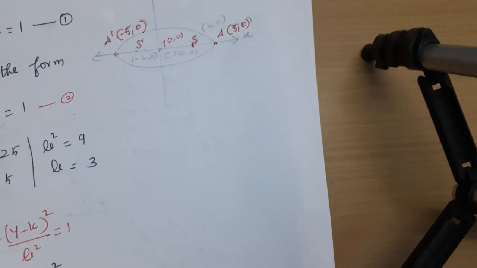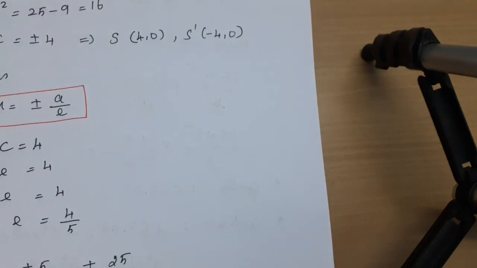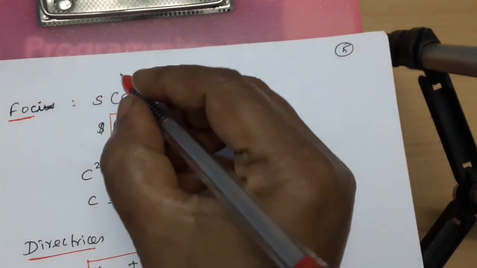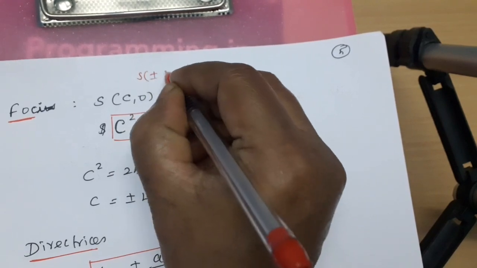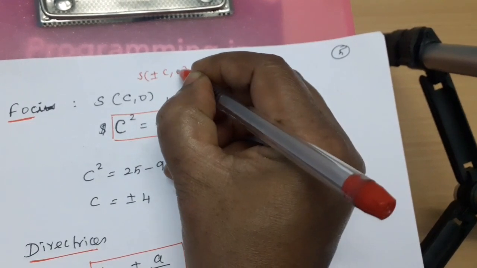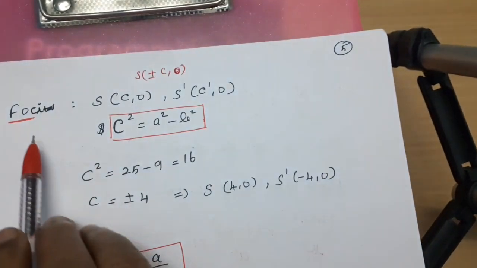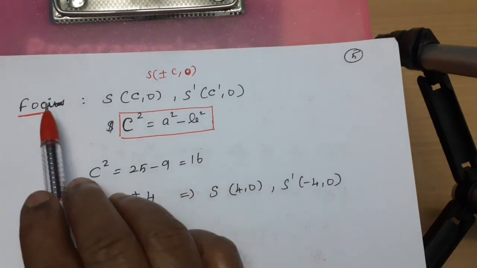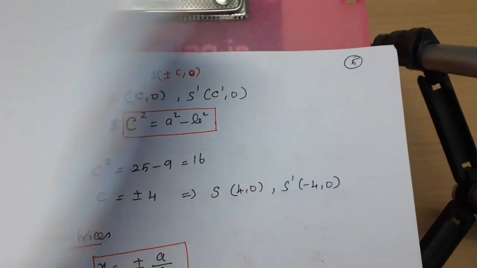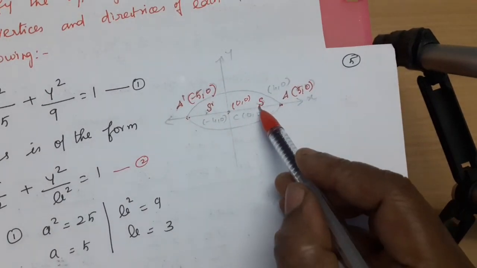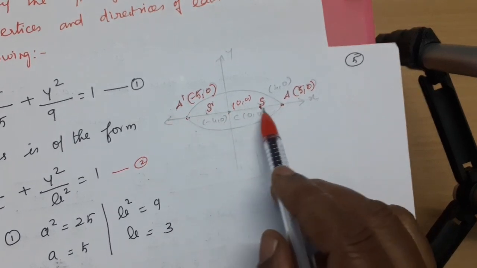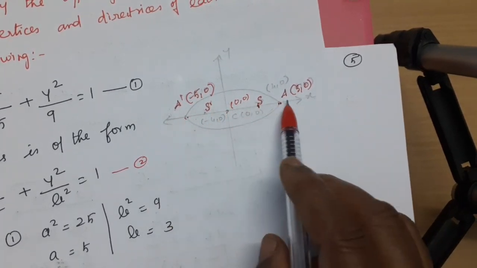Vertices are plus or minus a comma 0. Similarly, focus is S of plus or minus c comma 0. Either we write focus, meaning singular, or foci, meaning plural, because there are two foci, S and S dash, and A and A dash are the vertices. So an ellipse has two foci and two vertices.